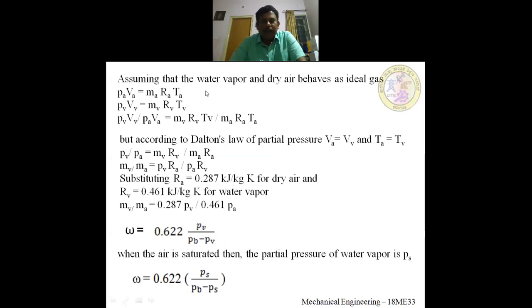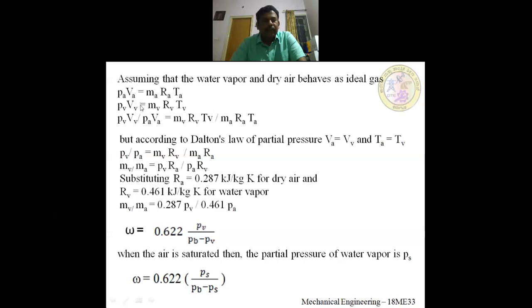Now we will assume that the water vapor and dry air behave as ideal gas. Once you know it is an ideal gas, you can apply the equation PV is equal to mRT. So I have applied the equation PV is equal to mRT for dry air as well as for water vapor. Suffix A is for dry air, suffix V represents water vapor. PAVA is equal to mARATA, that is for dry air. PVVV is equal to mVRVTV is for water vapor.